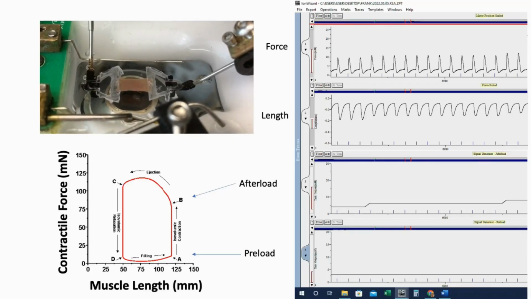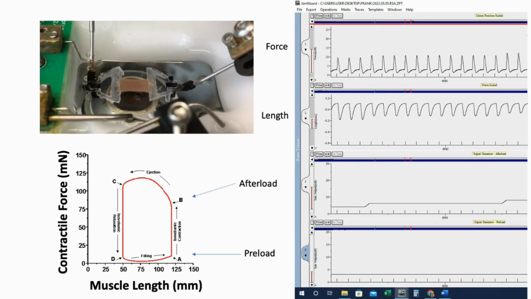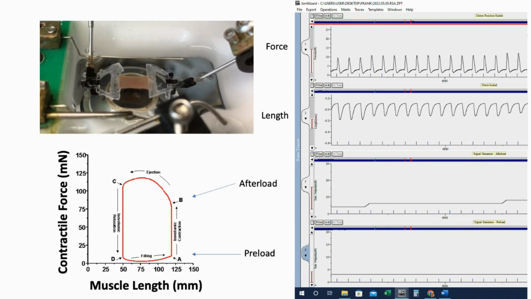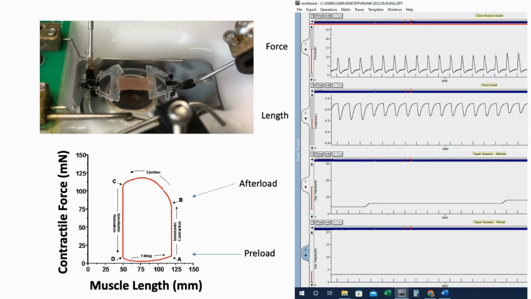So explicitly, there's a force feedback control system that controls the motor position relative to 2 force levels, the afterload and the preload. The afterload is specified as the force to be maintained during the ejection phase. And you can see in the video that when the muscle shortens, the motor is actually shortening the muscle during contraction, to the extent of about 5 to 10%.